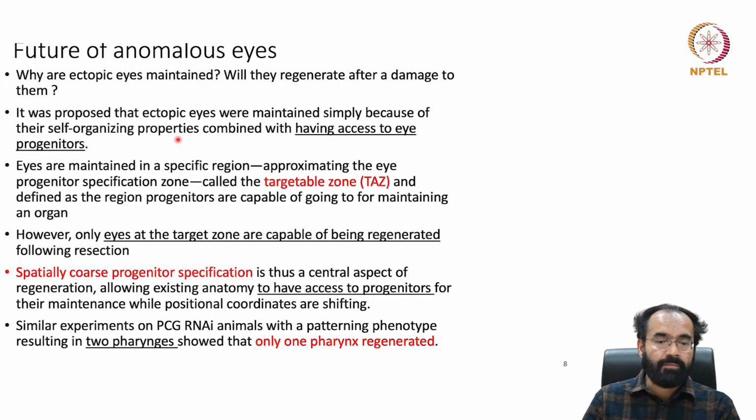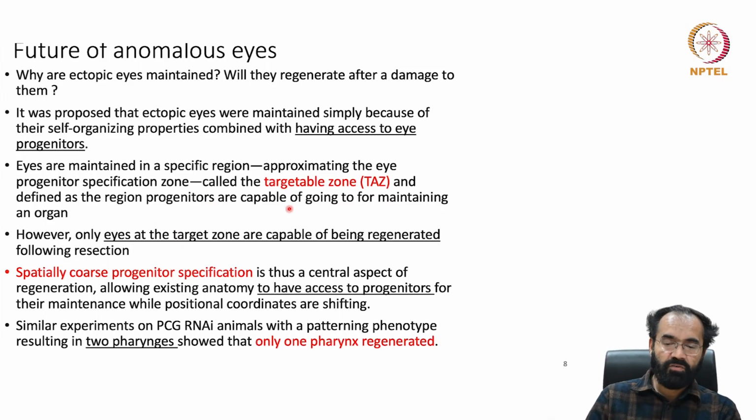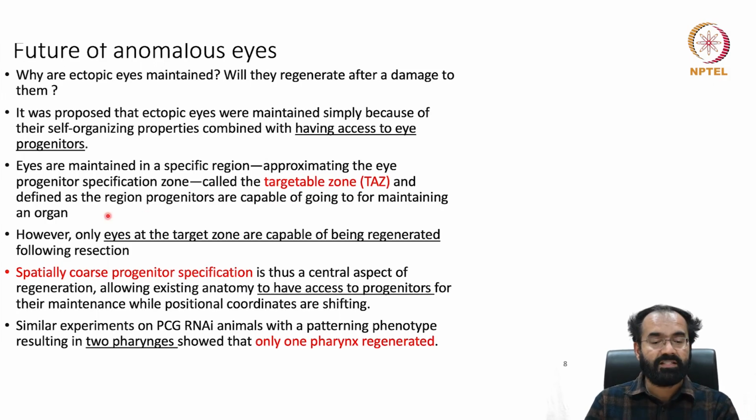Future of anomalous eyes. Why are ectopic eyes maintained? Will they regenerate after damage to them? It was proposed that ectopic eyes were maintained simply because of their self-organizing properties combined with having access to eye progenitors. Eyes are maintained in a specific region approximating the eye progenitor specification zone called targetable zone, and defined as a region the progenitors are capable of going for maintaining an organ. That is, in the newly formed blastema, 2 new eyes are formed.